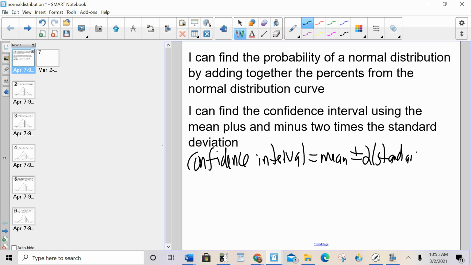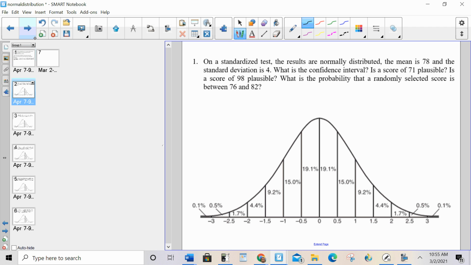So this lesson is kind of the bridge between probability and statistics, which are very much related. So we're going to talk about confidence interval a lot more in statistics, but we're going to introduce it in today's lesson as it relates to this. So let's jump right into a problem.